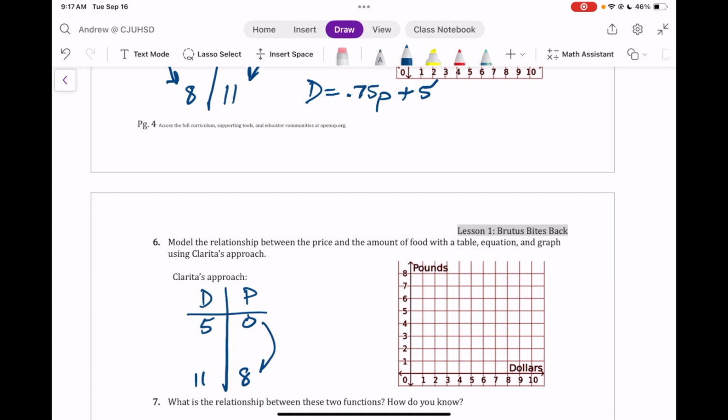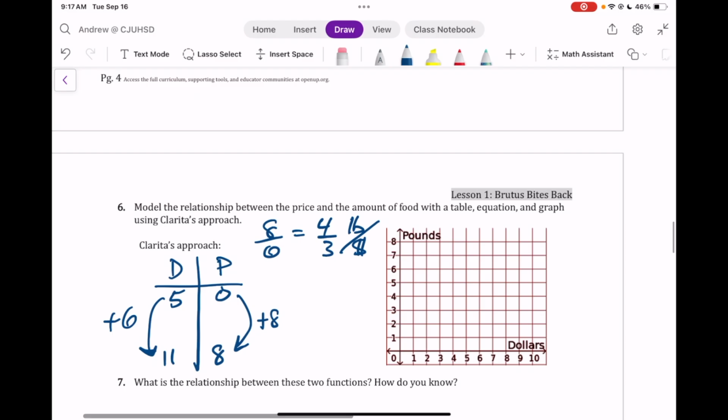So this one just changed by 8, and this one just changed by 6, and 8 over 6 reduces to 4/3. Now that would be pounds per dollar. 4/3 of a pound per dollar. Now, let's see if we can figure out what her equation would be.